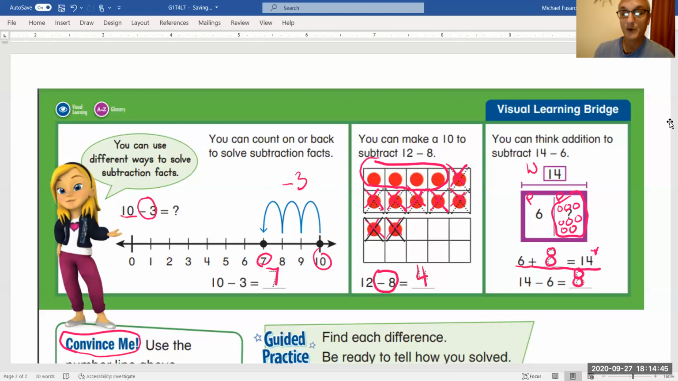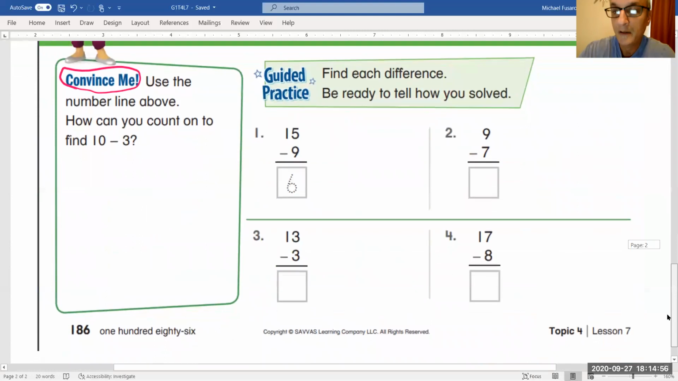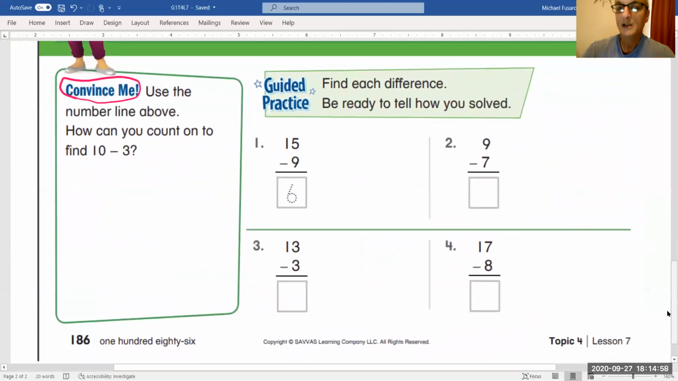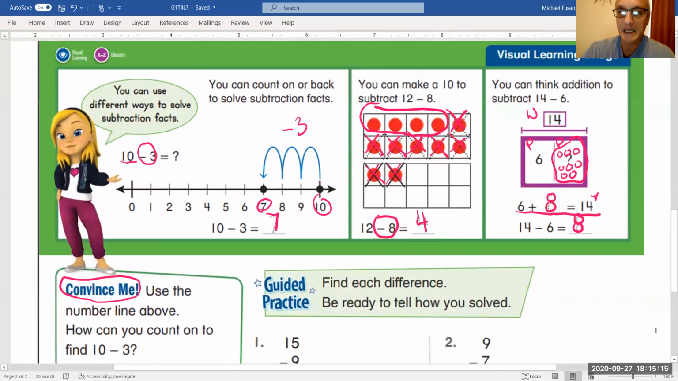All right? Great job. Let's go down to the convince me and see if we can find Emily's advice or answer down there, okay? There we go, convince me. So the convince me says, use the number line above. How can you count on to find 10 minus 3? Well, I'm going to give you a hint. You're like, Mr. Fuzz, she didn't show us that. It's not up there. I can't believe what you're saying.